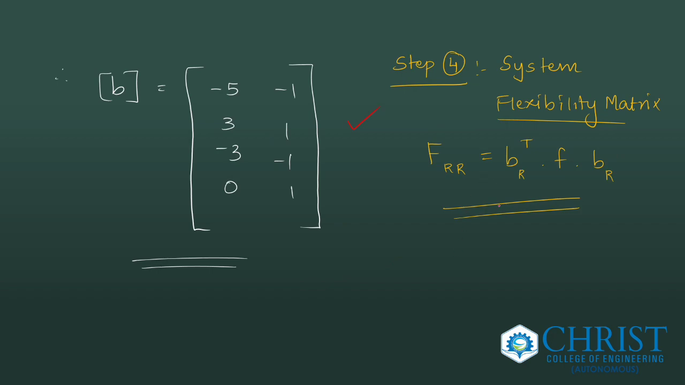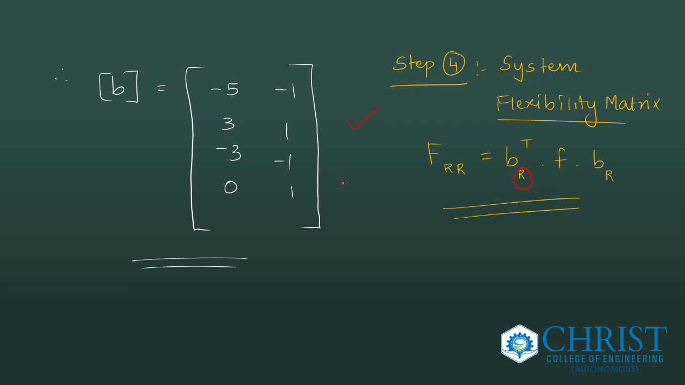Now the next step is you have to study this formula: system flexibility matrix F_RR equal to B_R transpose dot F dot B_R. The suffix R is used because we are dealing with a determinate structure. If there is a redundant structure, we will use another formula or another symbol. So it's a determinate structure, and the system flexibility matrix can be calculated as B_R transpose dot F dot B_R.